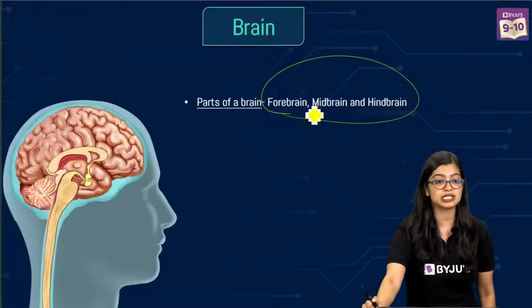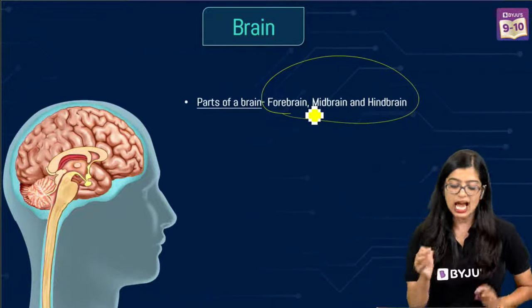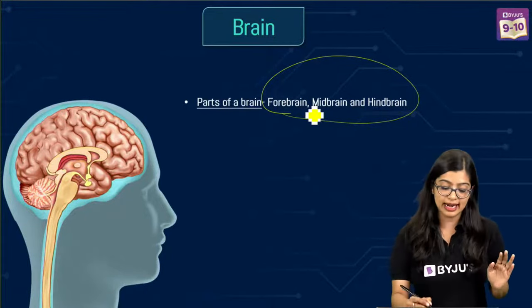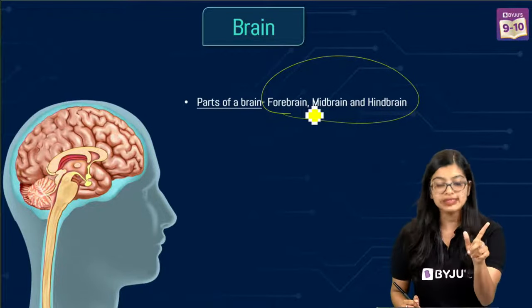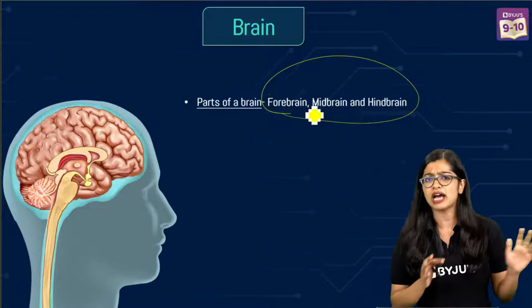Very good. Cerebrum is the biggest part. Yes. Now, of course, like you said, the whole categorization of forebrain, midbrain, and hindbrain is based on position. Now, one thing I will tell you maybe that you would not have heard otherwise, right?